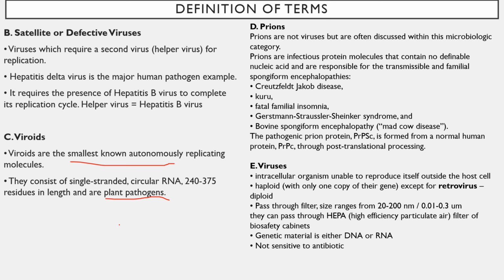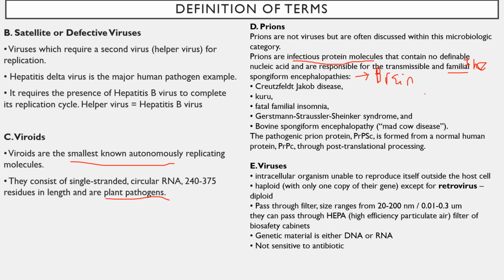Then we have your prions, class. Now prions are technically not viruses but are often discussed in this category. Prions are considered infectious protein molecules, class. So, hindi talaga sila considered viruses. They are infectious protein molecules that contain no definable nucleic acid and are responsible for the transmissible and familial spongiform encephalopathies. To simplify, class, pag sinabi mong familial, they are typically inherited, na mamana sila. Then encephalopathies are related to the brain. So these are inherited brain disorders.